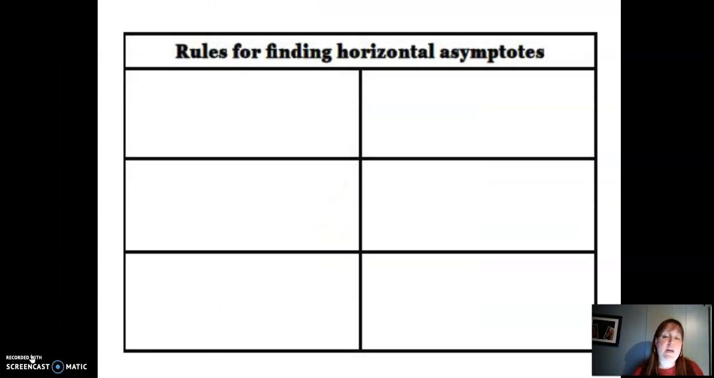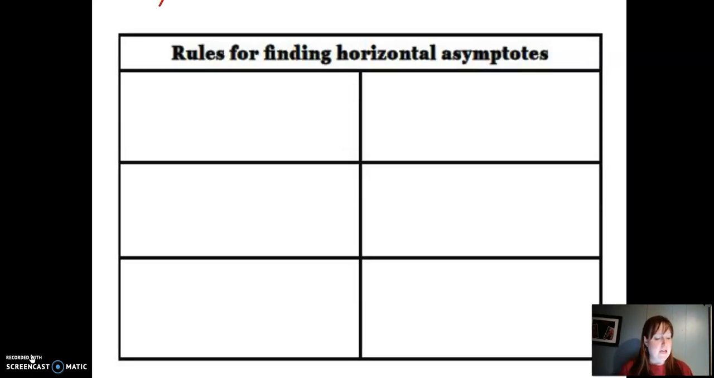So how do we find them? Well, we have 3 rules for finding horizontal asymptotes. We look at the degree of the top and the degree of the bottom. Remember, the degree of something is just the power on the highest term. You can't see that, but that says x cubed. So we look at the degree on the top and the degree on the bottom.